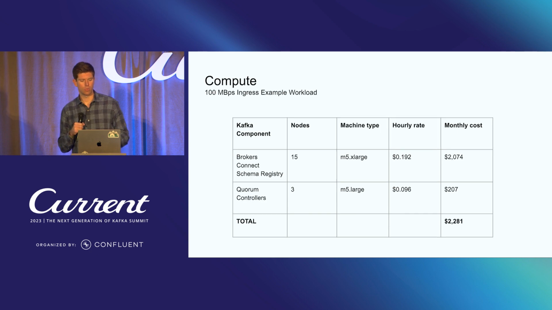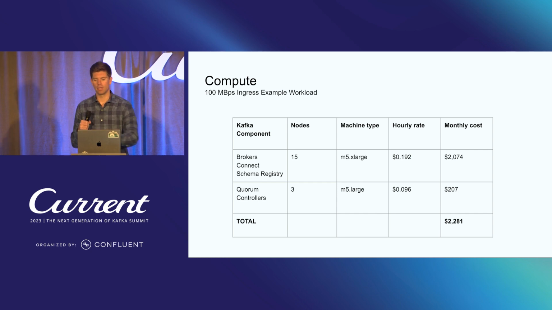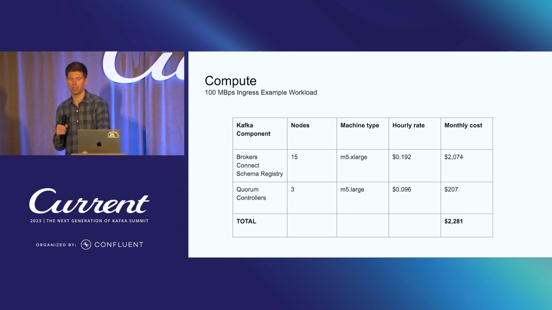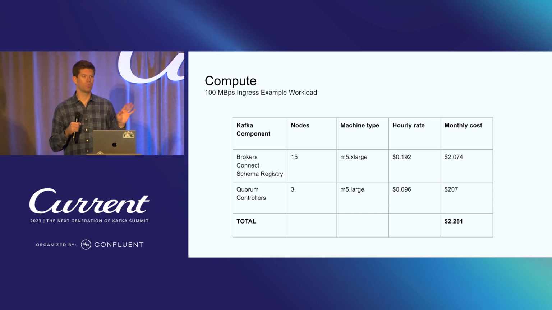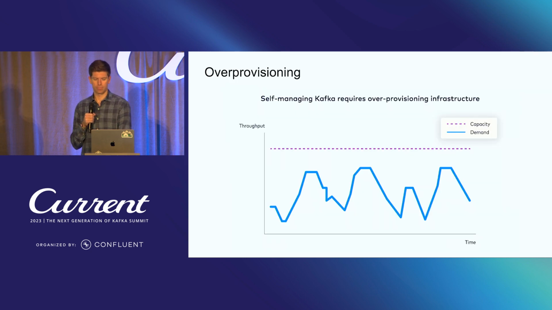In our larger case, we're running 15 nodes, 3 quorum nodes sitting outside of it. And this scales pretty linearly across on the compute side. This is easy. Everyone knows how to do this. And it's what I see more often than not when someone's considering what their Kafka costs are.